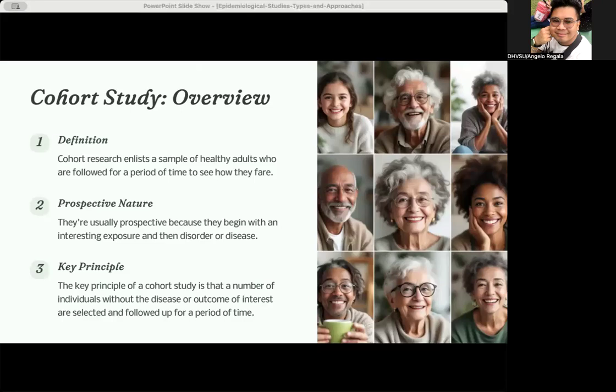Another one is a cohort study. A cohort study enlists samples of healthy adults who are followed up for a period of time to see how their well-being is. They are usually prospective because they begin with an exposure of interest and then track people to see whether that exposure would lead to a particular disease or disorder.